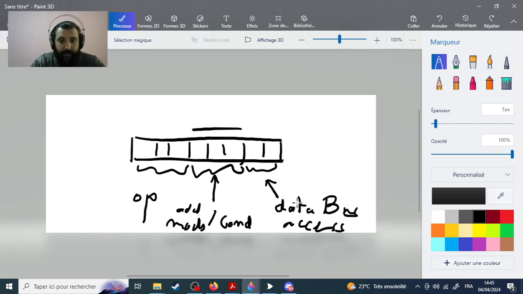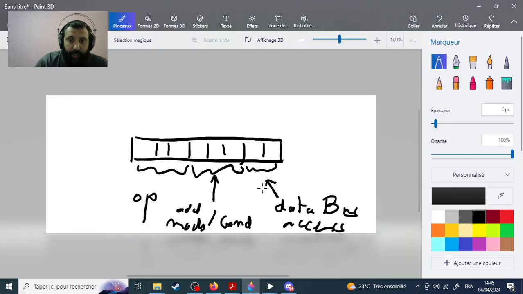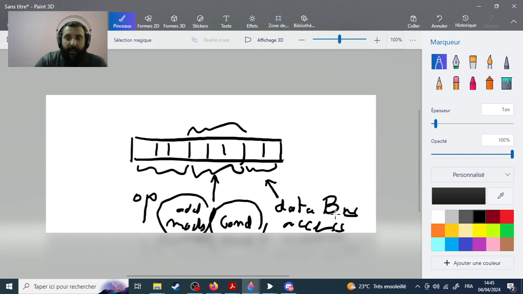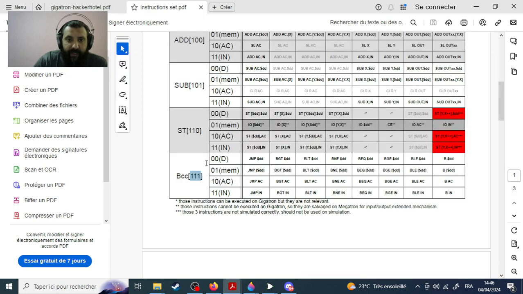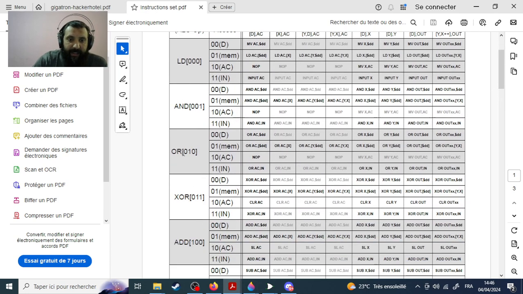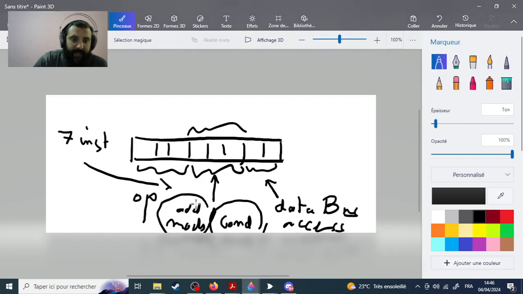Do you understand that? Or should I repeat it? Please, repeat. Okay. We have two modes. You have to remember that. We have two modes of using those three bits. Sometimes we use the condition, and sometimes we use the addressing mode. The addressing mode is used by the seven first instructions. Which instructions? LD, AND, OR, XOR, ADD, SUB, SC. The seven instructions use addressing mode.